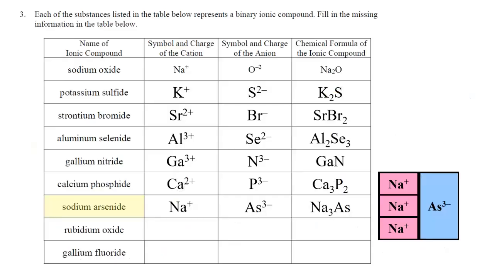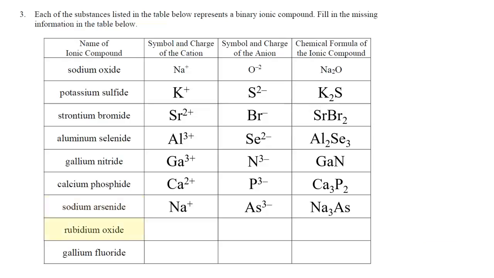All right, 2 more to go. This is rubidium oxide. Let's go find rubidium and oxygen on the periodic table.